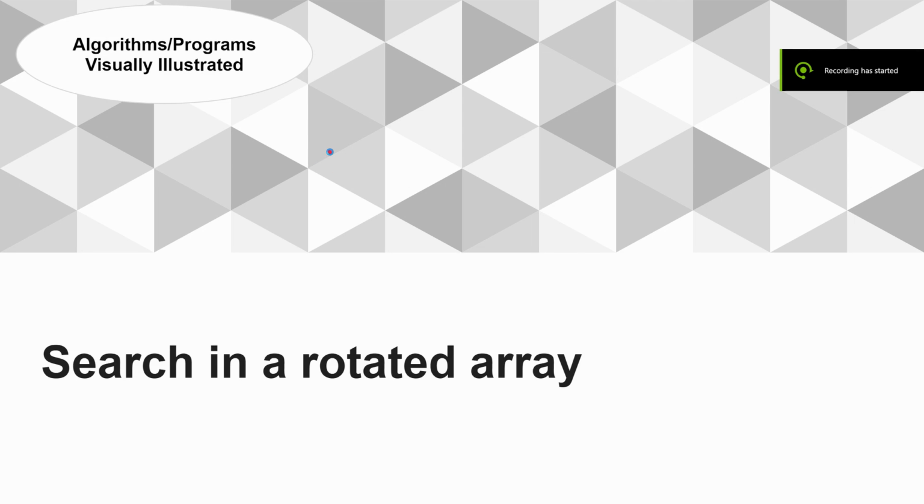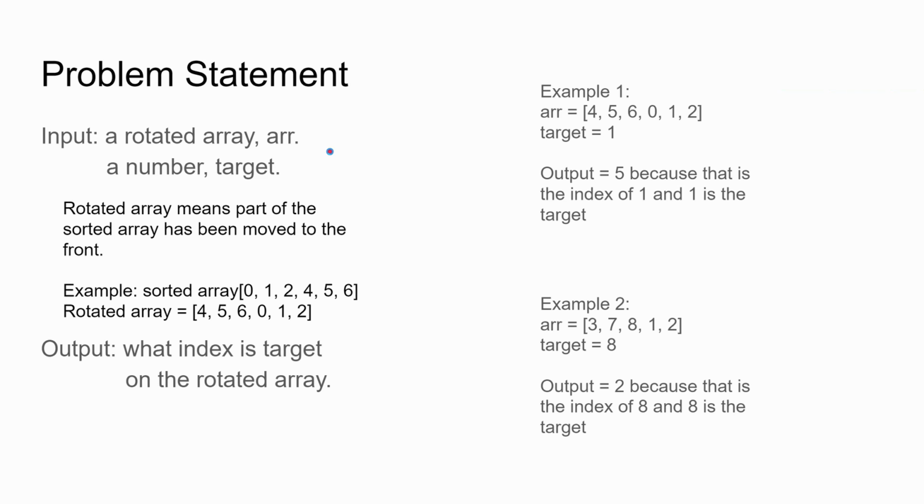In this video, I'll show how to search in a rotated array. The problem statement: the input is a rotated array, which is array, and a number, which is target. The rotated array means part of the sorted array has been moved to the front. For example, the sorted array is 0, 1, 2, 4, 5, 6. The rotated one would be 4, 5, 6, 0, 1, 2, because 4, 5, 6 has been moved to the front.